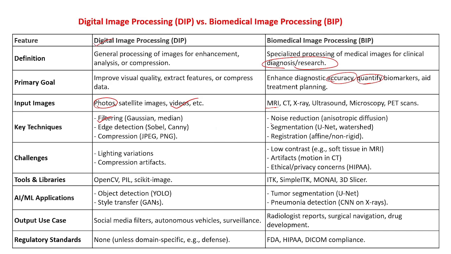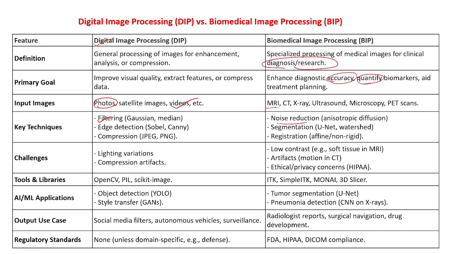Now we discuss the biomedical image processing techniques. Noise reduction is very important in biomedical image processing, and segmentation is also important. Registration, non-rigid. And the challenges: lighting variations are a challenge of digital image processing, also of medical image processing. Also compression artifacts can occur in digital image processing. In the field of biomedical image processing, we can see low contrast of soft tissue in MRI. Artifacts can occur, such as motion artifacts in CT scan. Ethical or privacy concerns are very important in biomedical image processing because patient security and privacy are very important for medical image processing. This is the ethical part for medical institutions or hospitals.